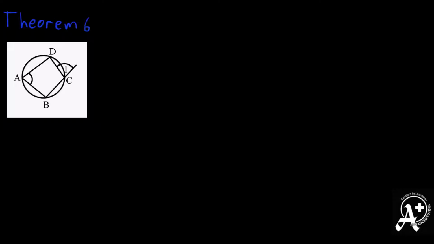Theorem 6 states that an exterior angle of a cyclic quadrilateral is equal to the interior opposite angle. If we take a look at the diagram here, if ABCD is a cyclic quadrilateral, which we can see it is, then we have that angle C1 is equal to angle A. Again, that theorem states that the exterior angle C1 of the cyclic quadrilateral is equal to the interior opposite angle A in this case. The converse obviously also applies. That simply states if an exterior angle of a quadrilateral is equal to the interior opposite angle, then the quadrilateral is a cyclic quadrilateral.